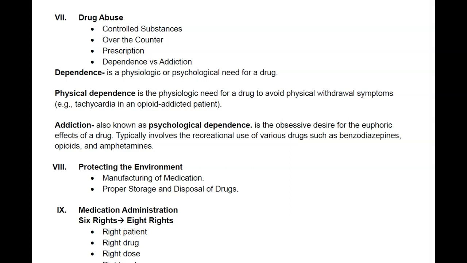Well, next that we're going to talk about is addiction, also known as psychological dependence. So this is basically the obsessive desire for the euphoric effects of a drug.